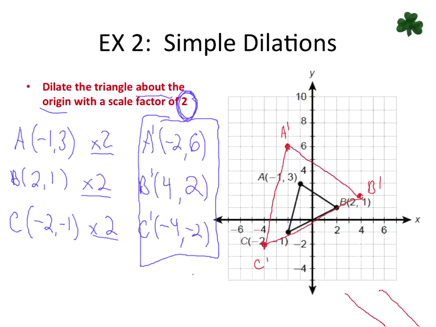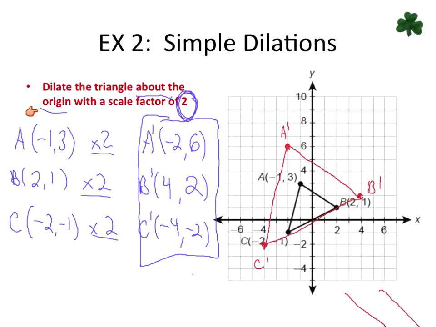There we go. Okay, so what we just drew is a dilation with a scale factor of 2. So how did I do that one more time? I took all of my original points, multiplied by 2, got my new points, and graphed them all. When am I allowed to use this method? Only when it says about the origin. That's why we underline those key words. Huge. I can only do this method if it says about the origin.